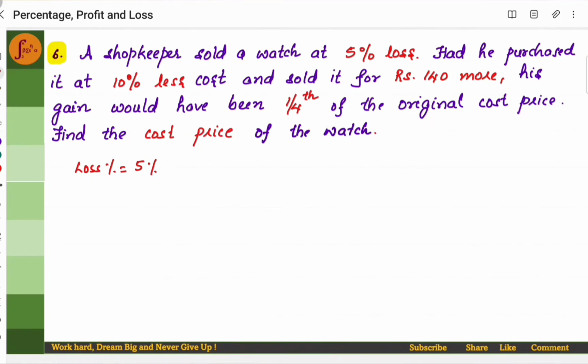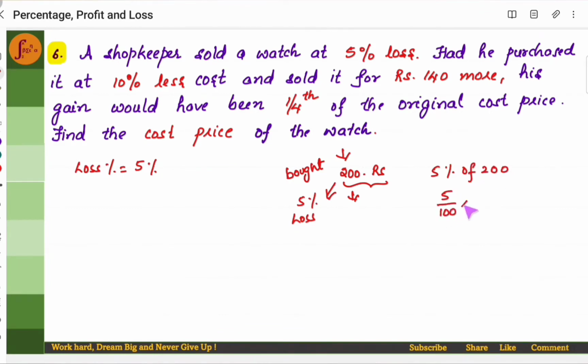Now, let's take some example. Let's assume that he bought the watch for 200 rupees and then he sells it at 5% loss. What is 5% loss? 5% of 200 rupees is the loss for him. 5% of 200 is nothing but 5 by 100 into 200. Of is always into, right? So this is nothing but 10 rupees. So he gets into a loss of 10 rupees.